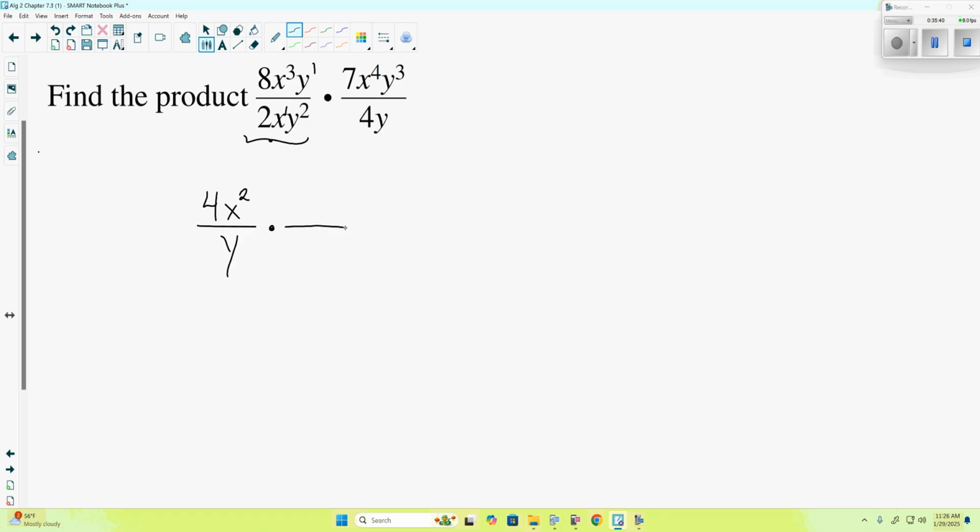7 over 4 in our next expression. Well, 7 over 4 has nothing in common on top and bottom. So it just stays 7 over 4. x to the fourth on top. There is no x variable on bottom, so there's nothing to reduce it with. y to the third over y. Well, that'd be 3 minus 1, which is 2. And since it's bigger on top, it stays on top.